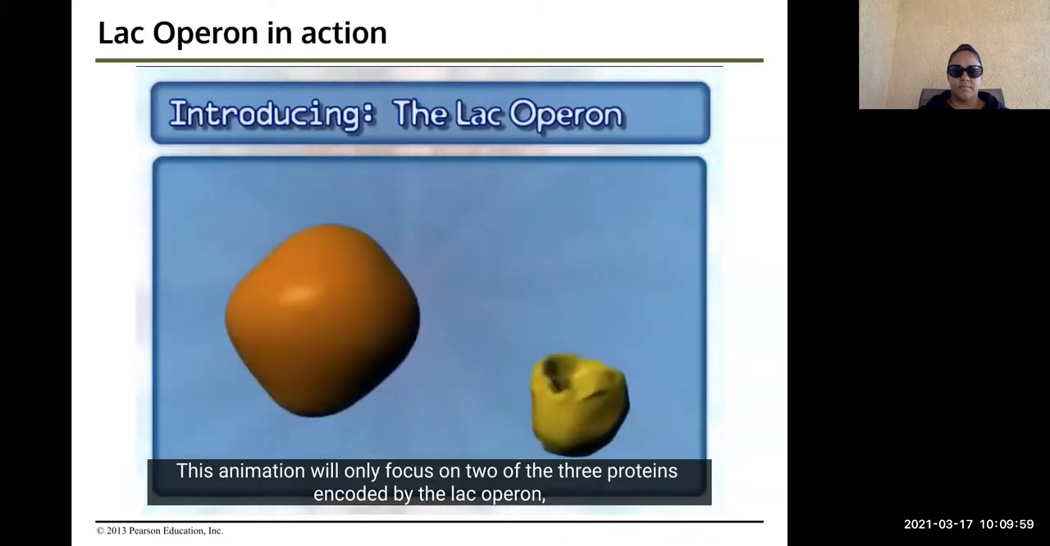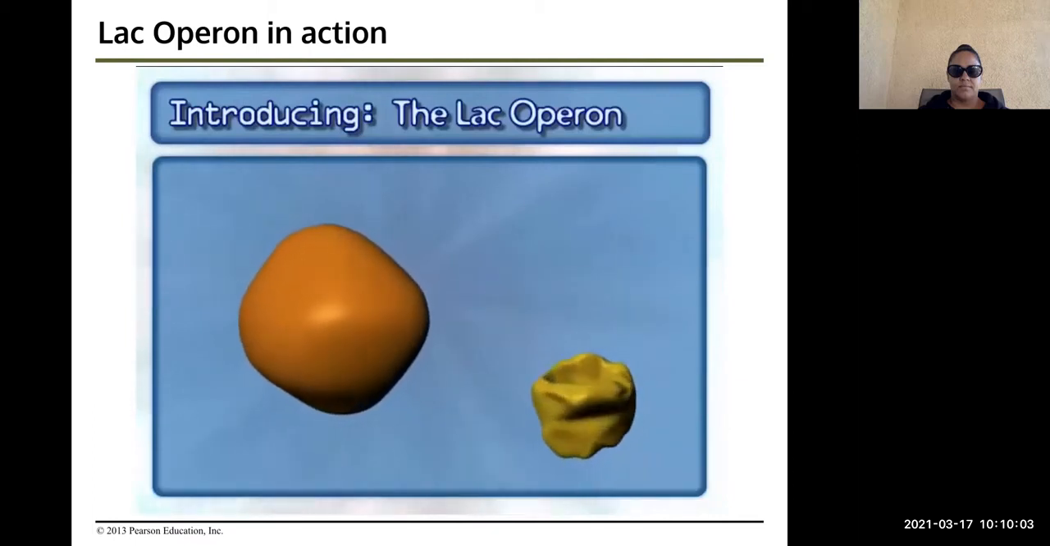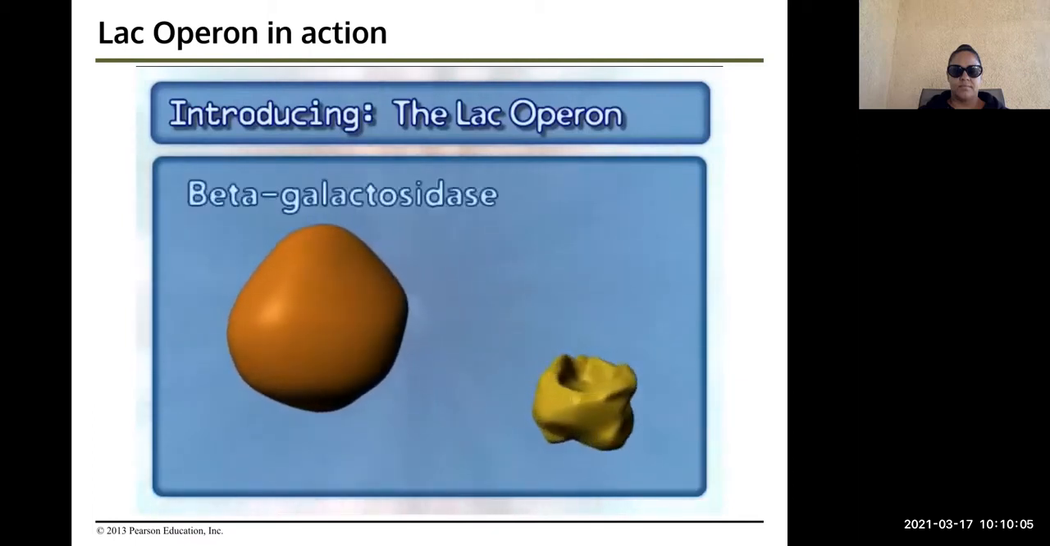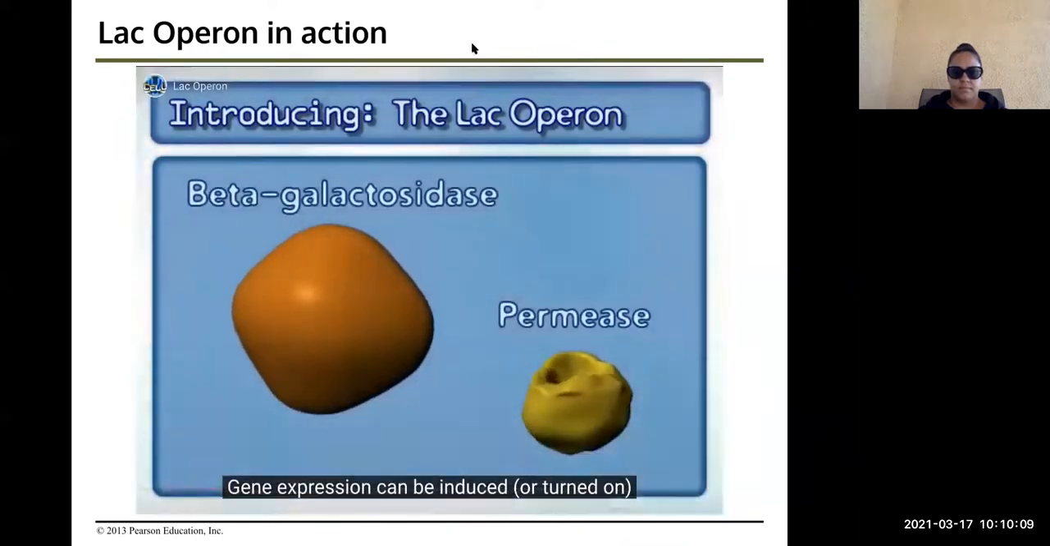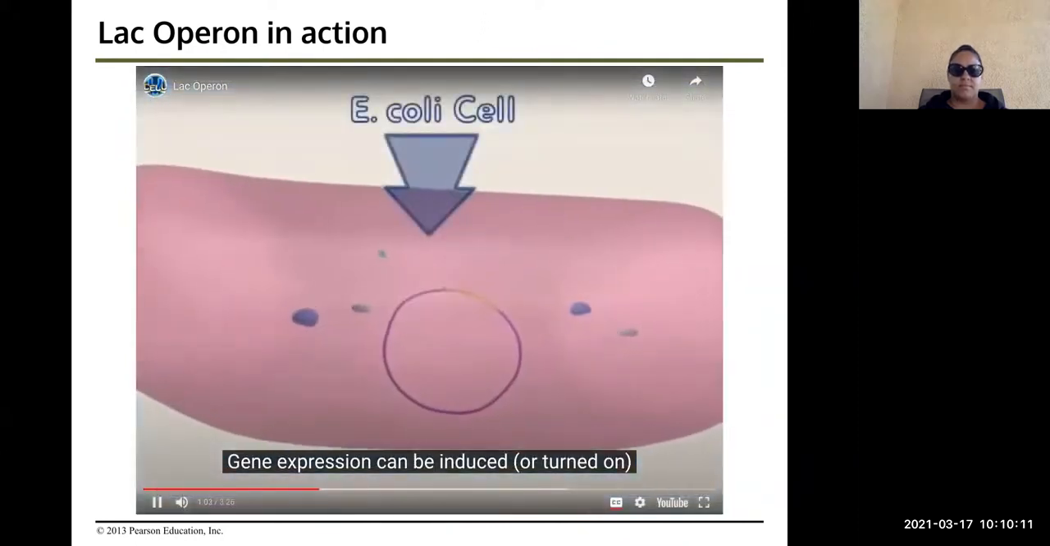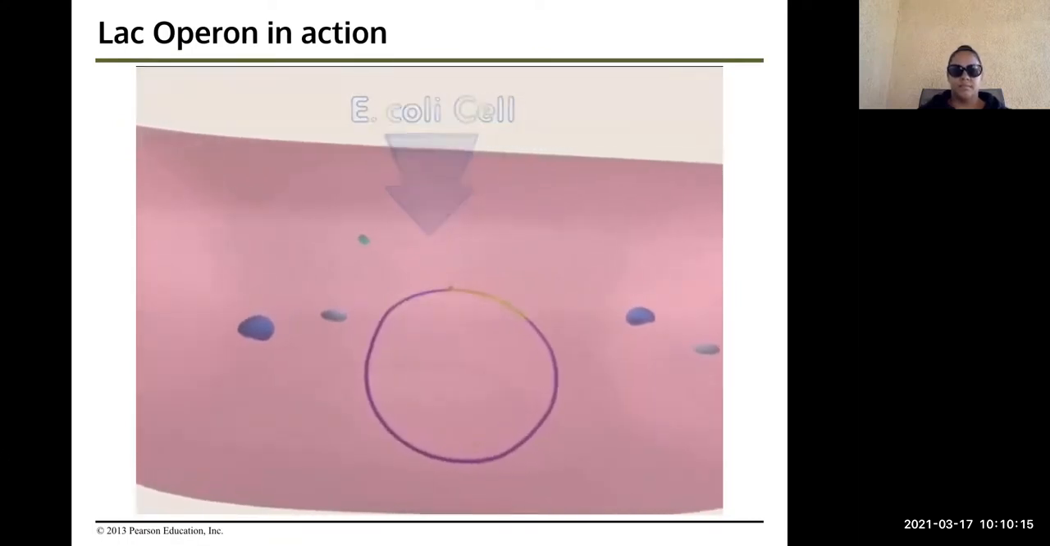This animation will only focus on 2 of the 3 proteins encoded by the lac operon, beta-galactosidase and permease. Gene expression can be induced or turned on when a specific inducer molecule appears in a cell.